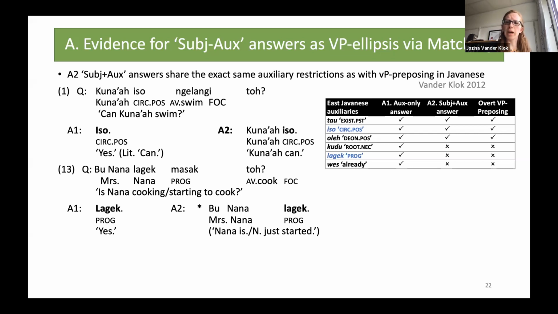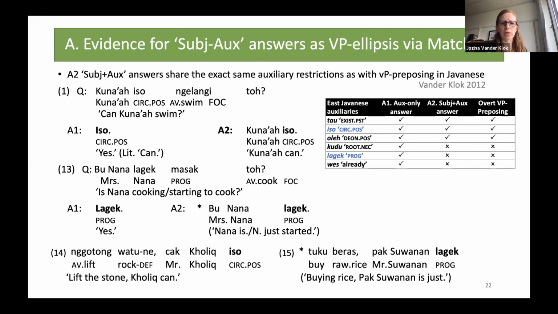And then when we compare it to overt VP preposing, we find the same distribution. So in 14, it's possible to have lift the stone, holikan with iso, but in 15, buying rice, patsuanan lage, that's impossible.